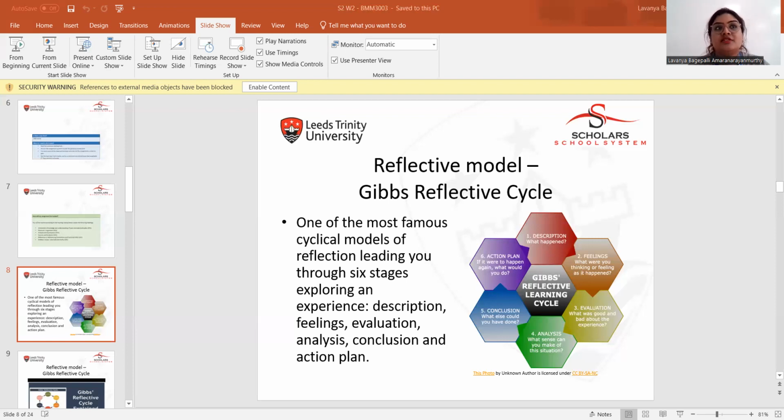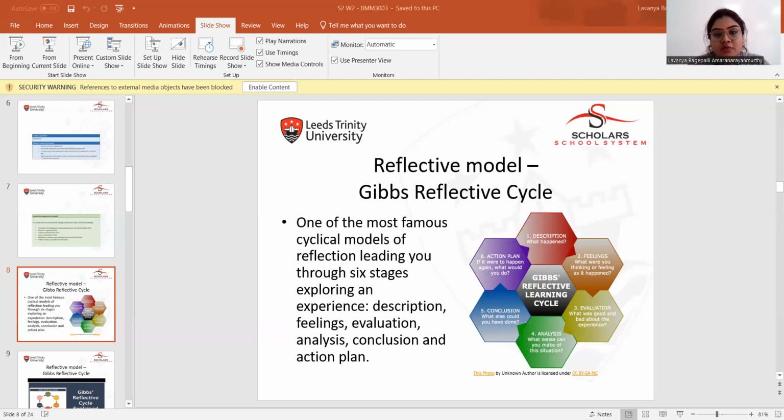And the last phase in Gibbs reflective cycle is the action plan. At this step, you plan what you would do differently in a similar or related situation in the future. If you are facing the same situation in the future, how would you act differently in that situation? It can also be extremely helpful to think about how you will help yourself to act differently, so that you don't only plan what you will do differently, but also how you will make sure it happens.